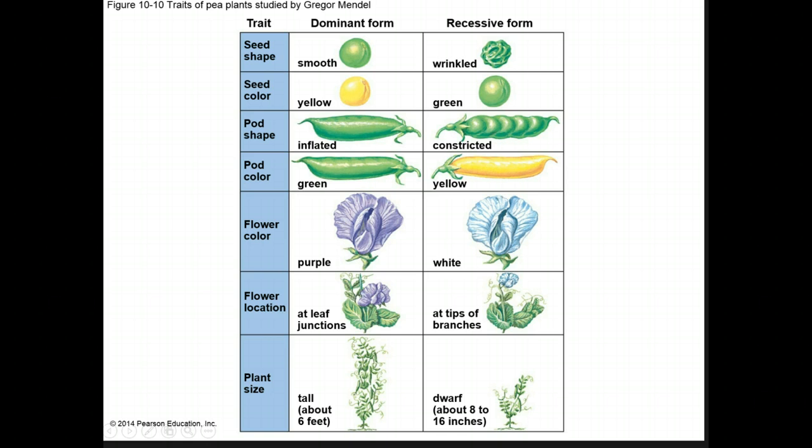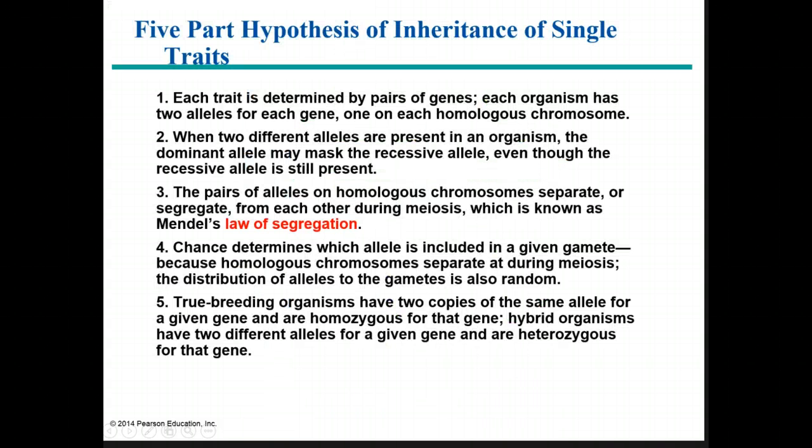Based on his work with these pea plants and these various traits, a 5-part hypothesis of inheritance of single traits emerged. First, each trait is determined by a pair of genes. Each organism has 2 alleles for each gene, one on each homologous chromosome. When 2 different alleles are present in an organism, the dominant allele may mask the recessive allele, even though the recessive allele is still present.